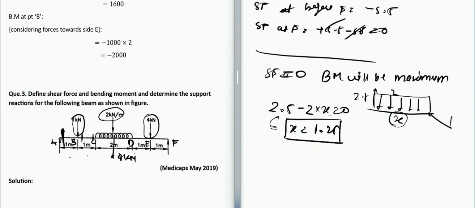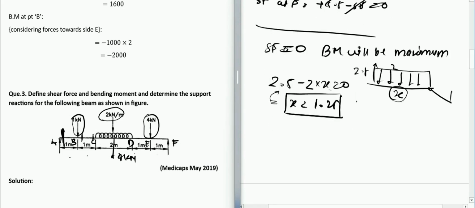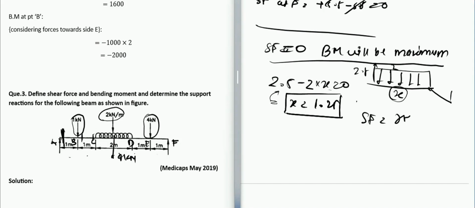So where the shear force is 0, we will find the bending moment at this point, which is the maximum. We can also prove this condition. Why is it that whenever the shear force is 0, the bending moment will be maximum? The thing is, shear force will be dM by dx.